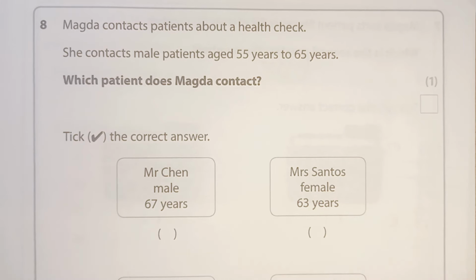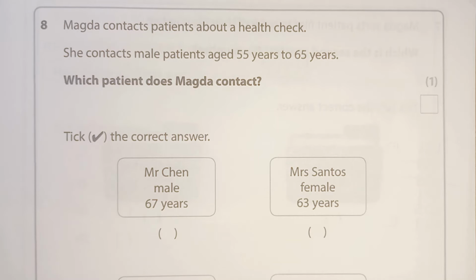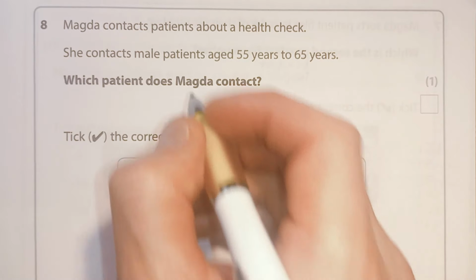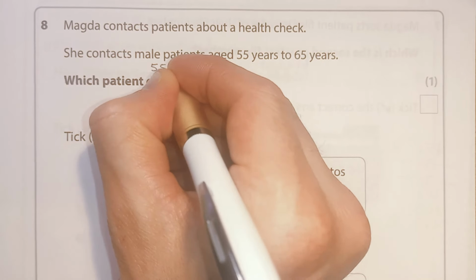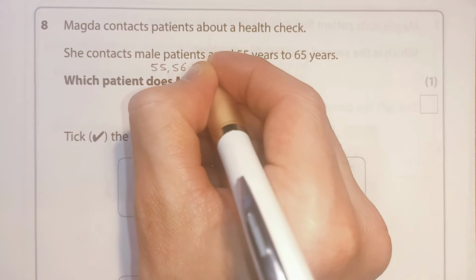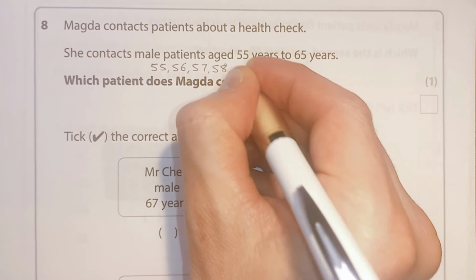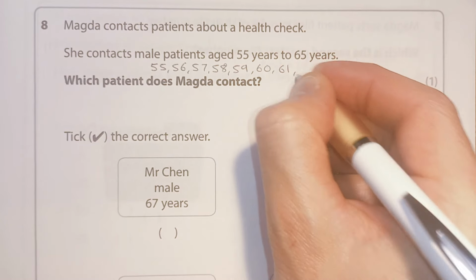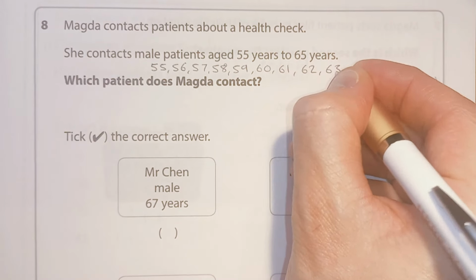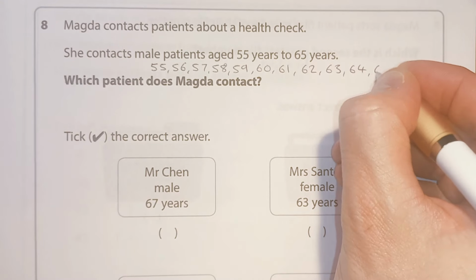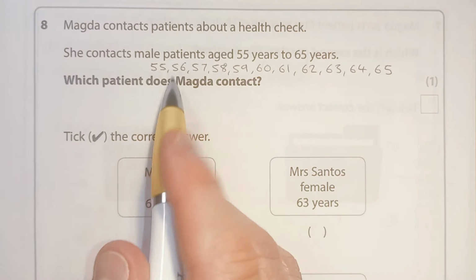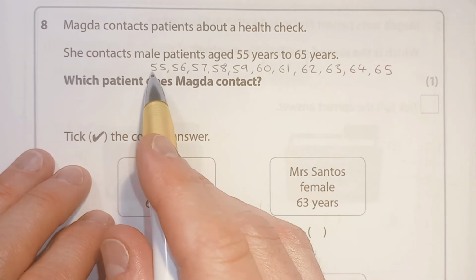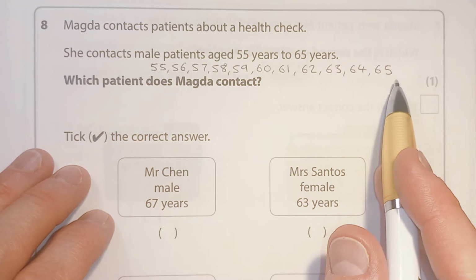Okay. Magda contacts patients about a health check. She contacts male patients aged 55 years to 65 years. So 55 to 65. So that means they could be 55. There could be 56, there could be 57, 58, 59, 60, 61, 62, 63, 64, or 65. Okay, so it took a little while to write them out, but this is going to help us because we know that these are all the possible values that we're interested in.